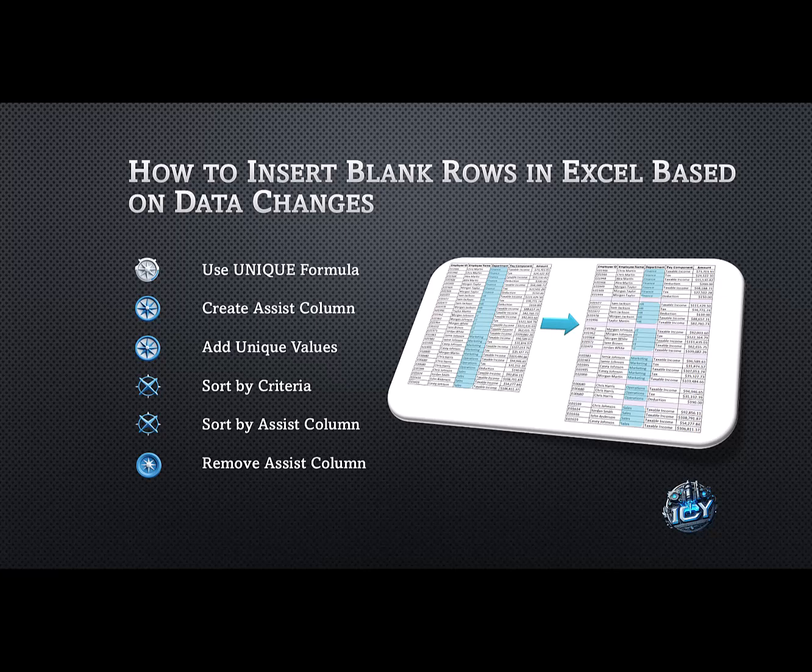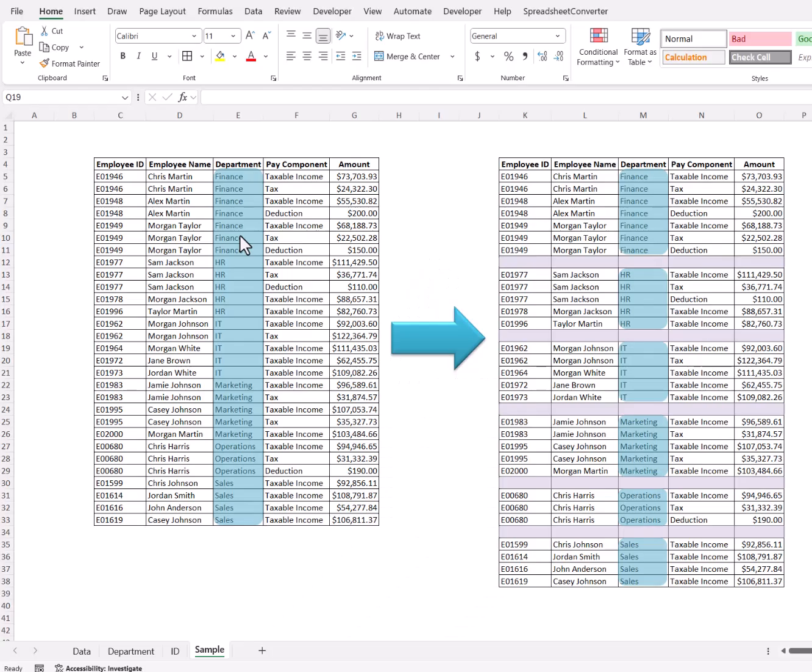Hello, I'm Bill. In this video, I'll show you how to insert a blank row whenever the value in a specific column changes. For this example, we have employee payment data. Our goal is to insert a blank row each time the department changes, like between finance and HR or HR and IT. Let's get started.